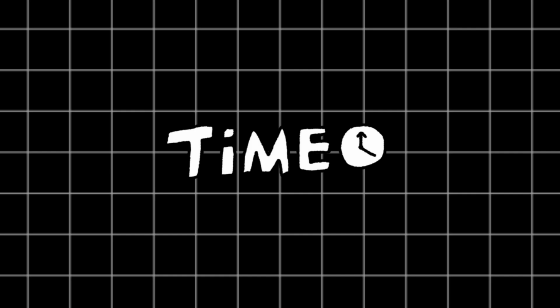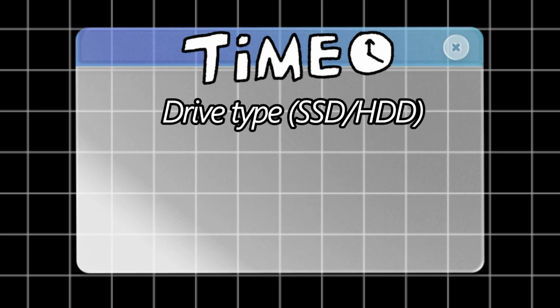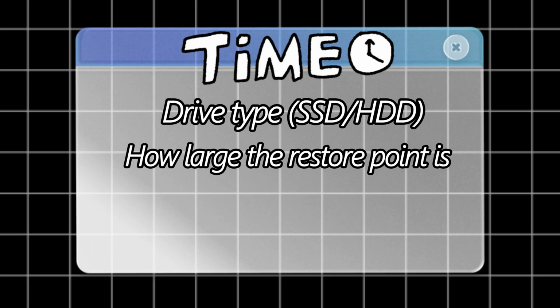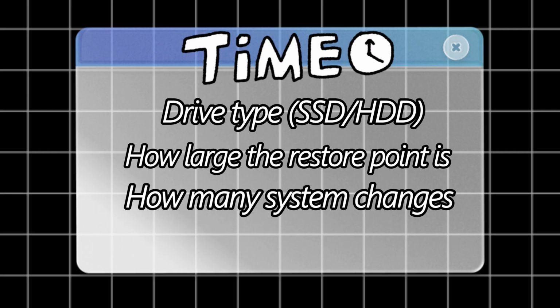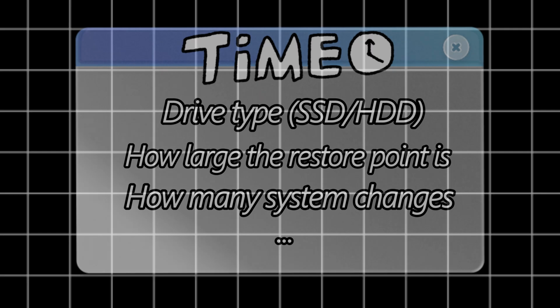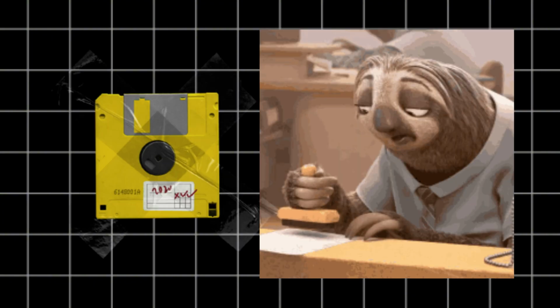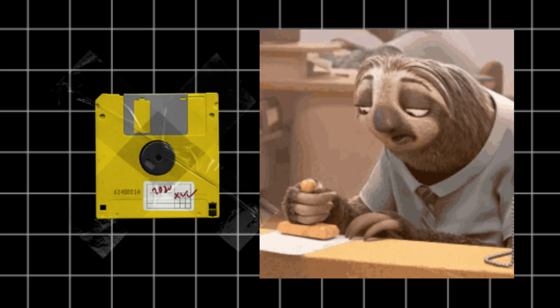System Restore usually takes about 20 to 45 minutes, but the exact time depends heavily on things like whether you use an SSD or HDD, how large the restore point is, or how many system changes need to be undone. If it looks stuck, don't shut down immediately. On slower hard drives, it may take 60 to 90 minutes to finish.